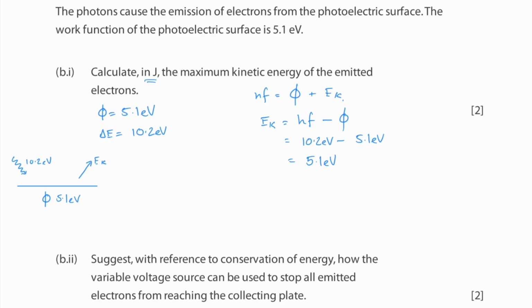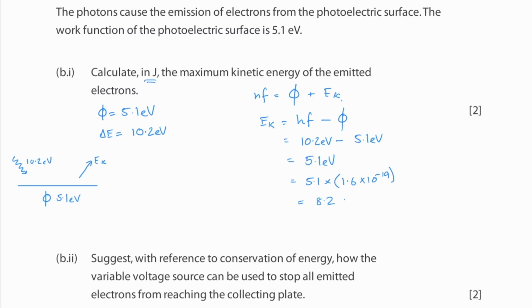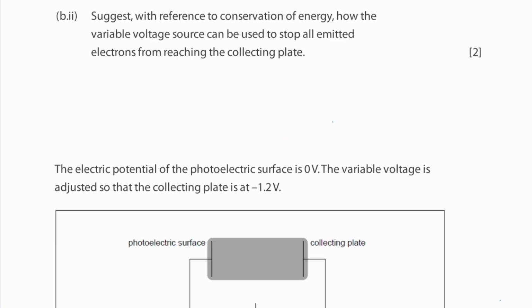We know the kinetic energy is 5.1 electron volts, but it does ask us to calculate it in joules. So we do 5.1 times 1 electron volt, which is 1.6 times 10 to the minus 19, which gives us a value of 8.2 times 10 to the minus 19 joules. And that will be given to two significant figures, so that's absolutely fine.